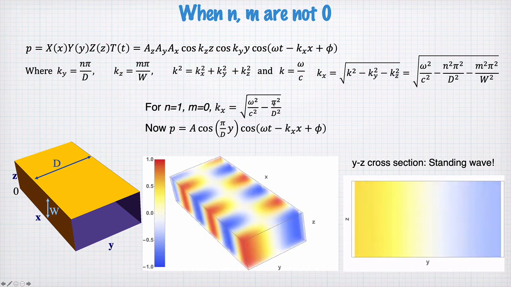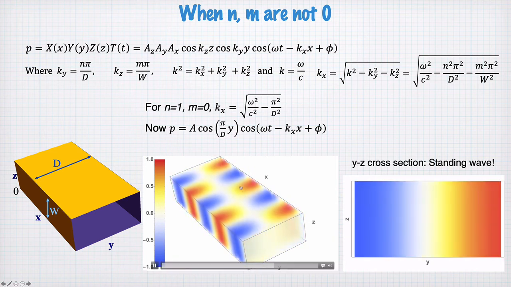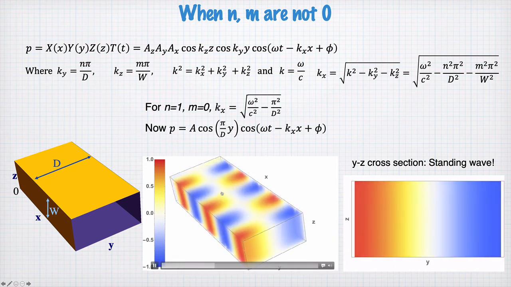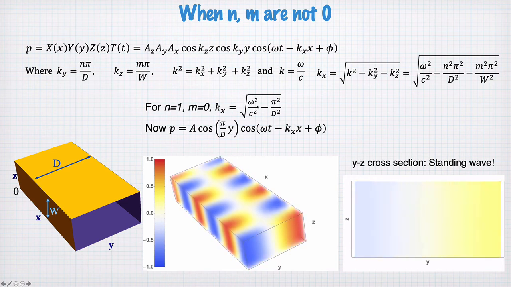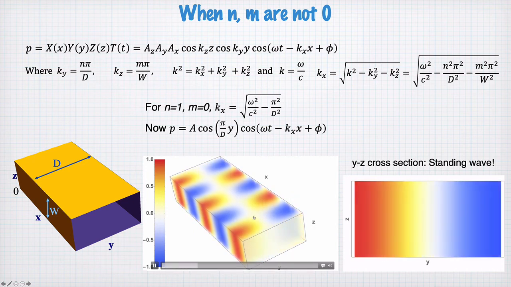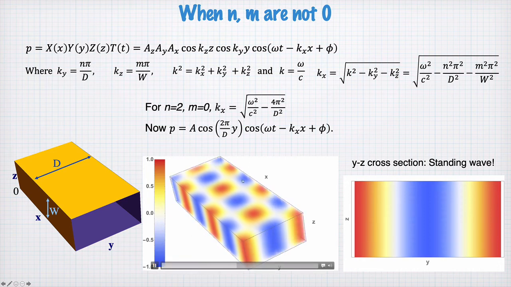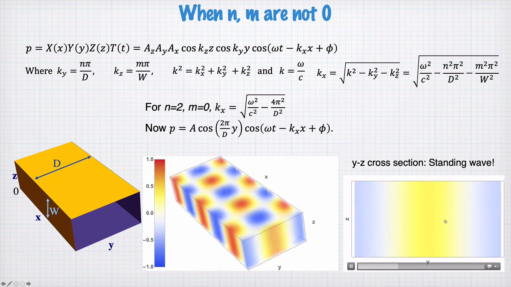So kx is smaller than k. And this is why this mode here must always be slower than the plane wave solution, because some of the k vector has been sucked up and used to give you this standing wave in the y direction. If you have an example now where n is equal to 2, you can see kx becomes smaller again because this thing you're subtracting here, this ky term, becomes bigger. We have more nodes here, and the standing wave now becomes a little bit more complicated.